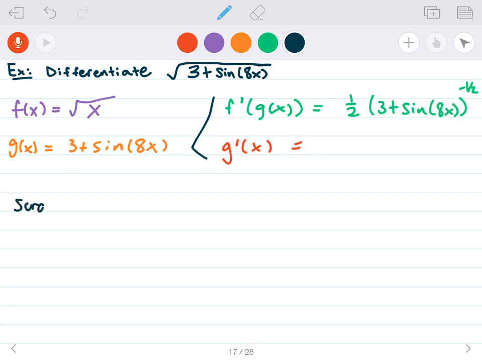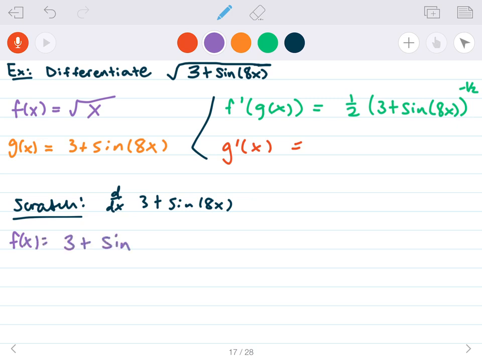So here's my scratch work, because we have a function 8x inside of a function sine of x. We want to find the derivative of 3 plus sine of 8x. My original function is going to be 3 plus sine of x, and what am I plugging in for x? I'm plugging in 8x there. So that's going to be my g of x. So f prime of g of x.